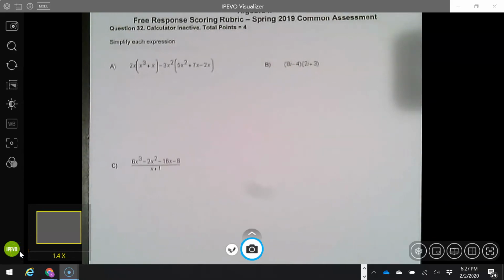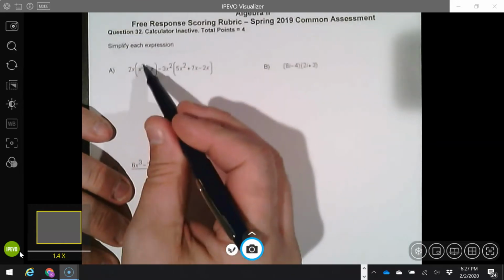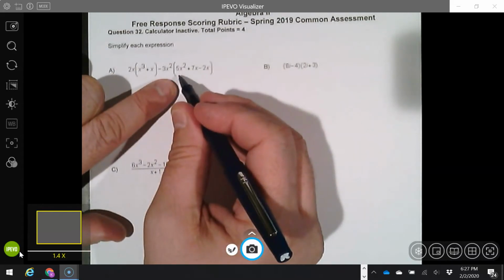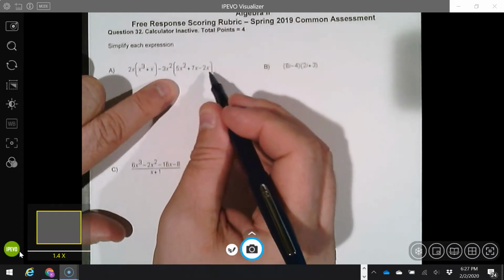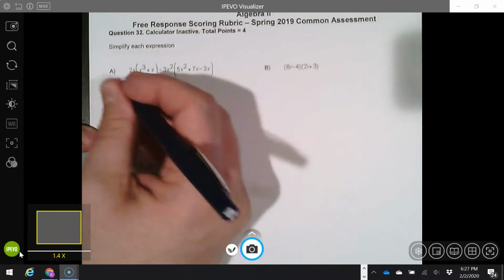All right, let's keep going. Here comes question number 32. 32, the instructions say simplify each expression. Okay, so I have 2x times (x cubed plus x) minus 3x squared times the quantity (5x squared plus 7x minus 2x). Lots of options of what you could do here.